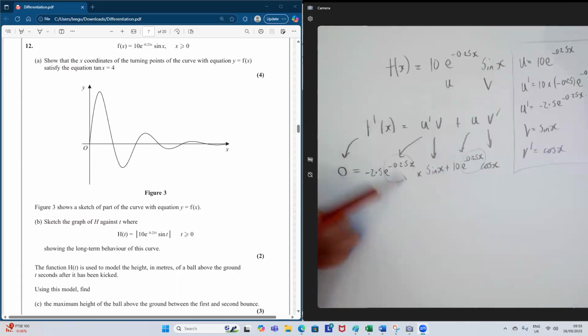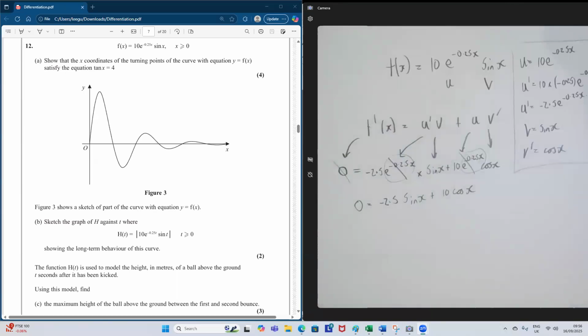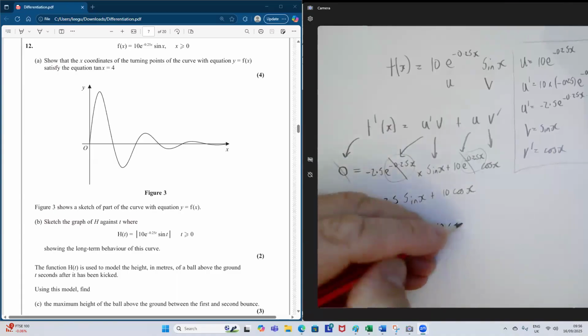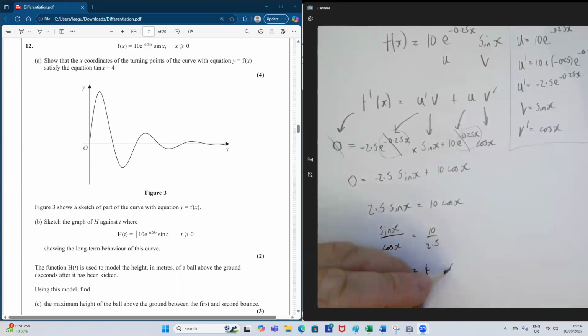In this instance, we can divide all parts of the equation by e to the minus 0.25 and simplify. So we end up with 0 is equal to minus 2.5 times sine x plus 10 cos x. Now we can rearrange this equation. Let's add this over to the other side. So we have 2.5 sine x is equal to 10 cos x. We're aiming for tan x is equal to 4. So I'm now going to divide both sides by cos and divide both sides by 2.5 as well. I now have sine x over cos x is equal to 10 divided by 2.5, and that gives us that tan x is equal to 4 as required.